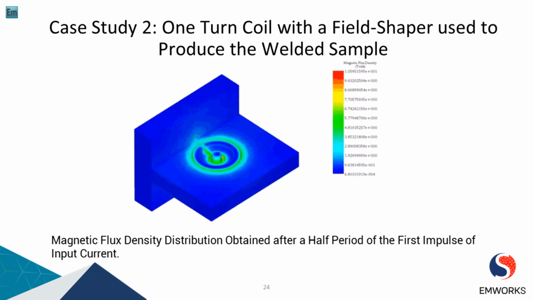As shown in this animation, the magnetic flux density is distributed across the materials involved. You can see areas of intense magnetic flux density, which are particularly significant and indicate strong magnetic forces that aid in material collision and bonding.